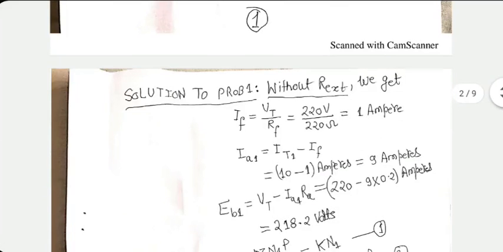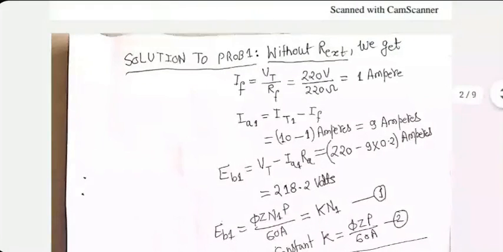Case 1, without R external. IF is simply VT upon RF. It's 1 ampere. Armature current number 1. That means R external is not there. So IT1 is 10 ampere minus 1 ampere. Armature current in number 1 case is 9 amperes. EB1 is VT minus IA1 RA. It's a shunt wound case. So we get 218.2 volts.